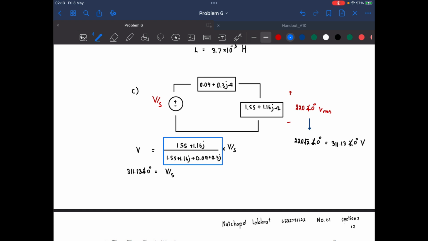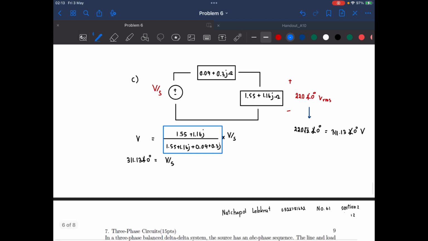So I'm gonna calculate this term first. And this will be divided by this term, which the result you will find by the calculator to be this value, volt.